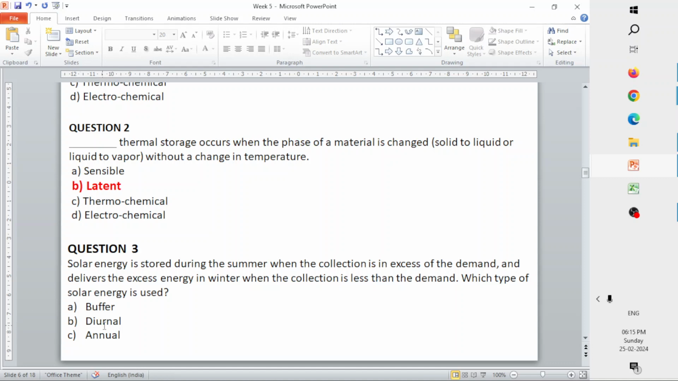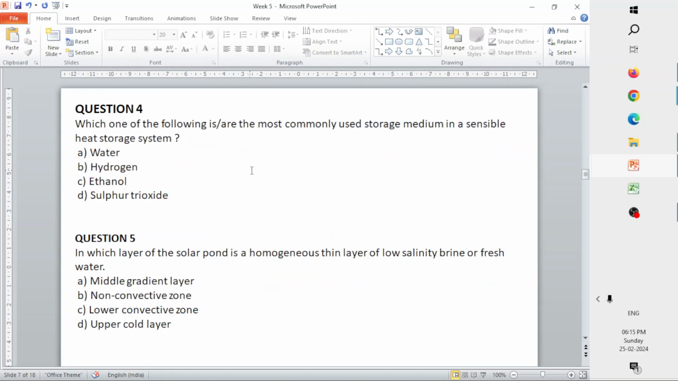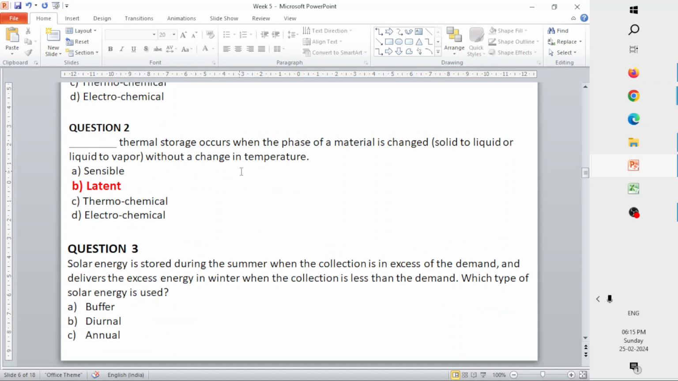I will write these definitions later, when I update a modified PPT in the NPTEL portal. Over there I will specifically mention the definitions of buffer, diurnal and annual.